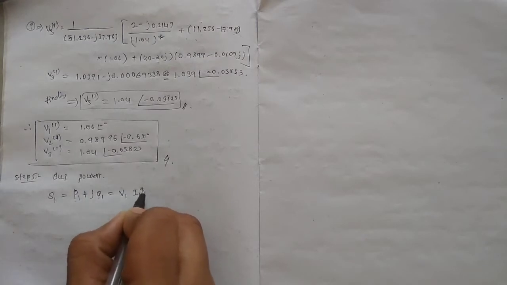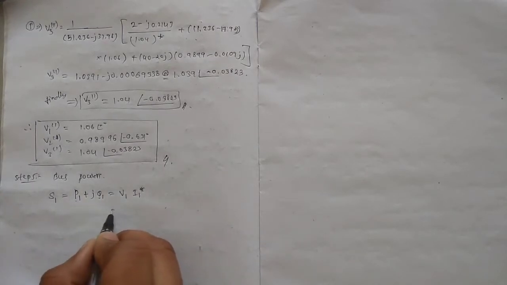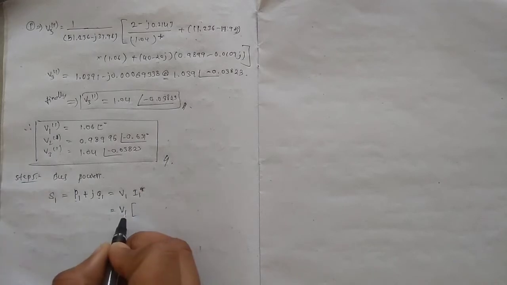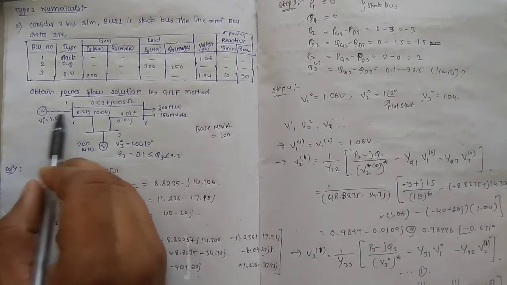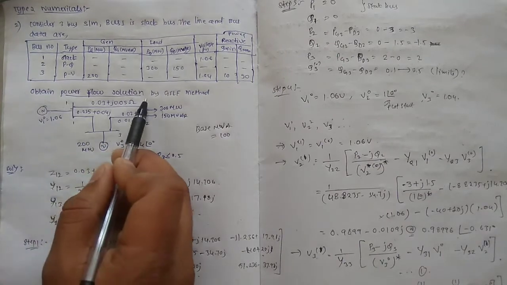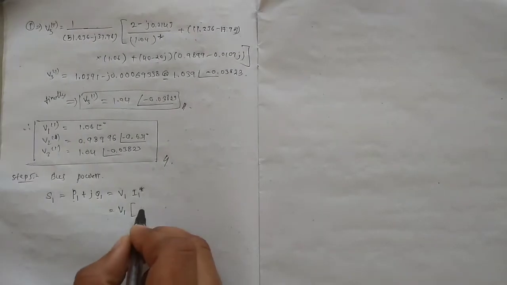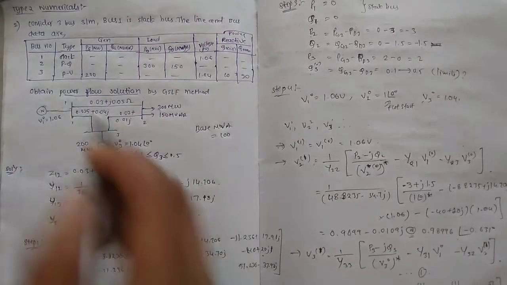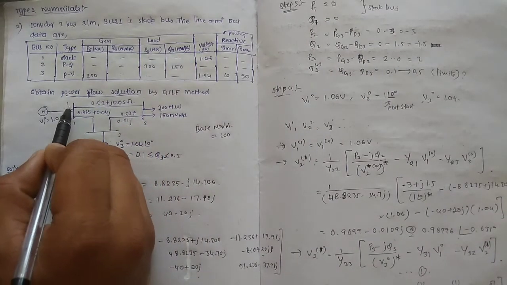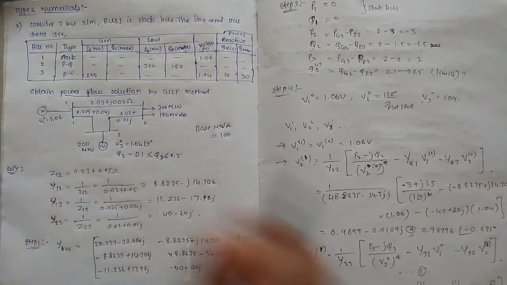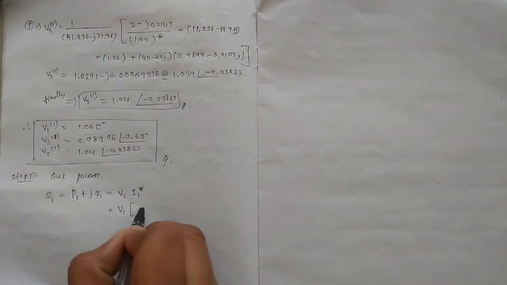This S1 also equals V1 into I1 conjugate. Okay, this is the formula, and V1 we can write similarly, and I1 conjugate is this. The I1 current flow is through V1 minus V2 voltages. This I1 splits into I12 flow and I13 flow. Both we have to add.